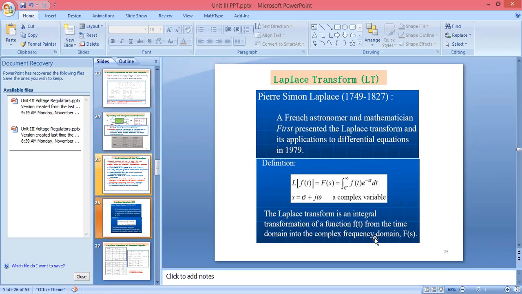In short, we can use the Laplace transform to convert a value from the time domain into the frequency domain. If we have the value f of t, we can convert that value into the form of frequency. So we get the equation, where L is used for Laplace, F is for the frequency domain and t is the time domain. So you can convert this time domain into the frequency domain.